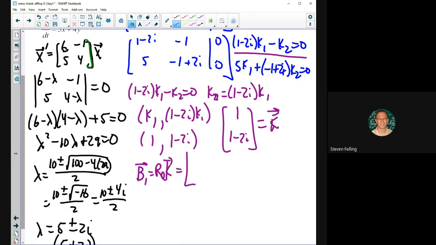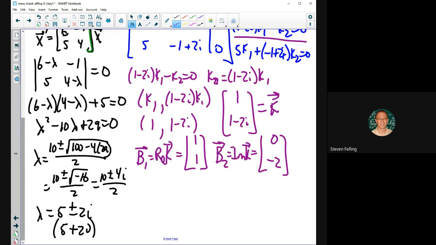So I'm going to make a vector, and for the first row, the real part is 1, and for the second row, it's 1. And then I'm going to take a second vector called b2, which is the imaginary parts only of k. And so that's going to be 0 for the first one, because there is no imaginary component, and -2 on the bottom. So we have these vectors for the real and imaginary parts of the eigenvector.